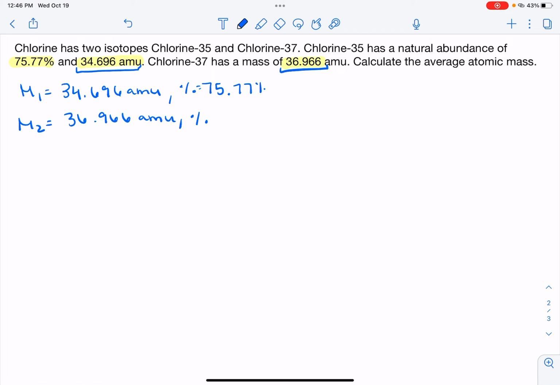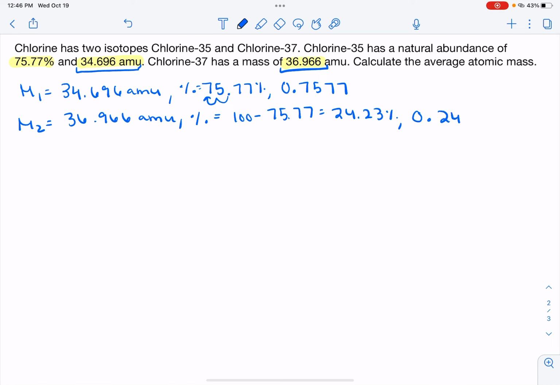So we know that percentages have to add up to 100. So I'm going to do 100 minus 75.77, which was that other percent. And I end up with 24.23%. Okay, now I'm going to take each one a step further by making this into a decimal. Again, you can divide by 100 or just move that decimal place over 2 places. And so my first percentage, 75.77, becomes 0.7577. And my second percentage, 24.23, becomes 0.2423.